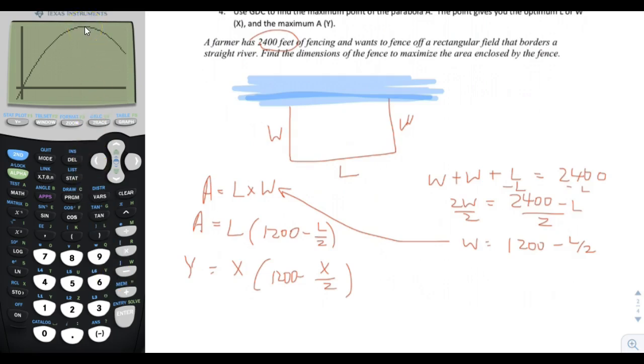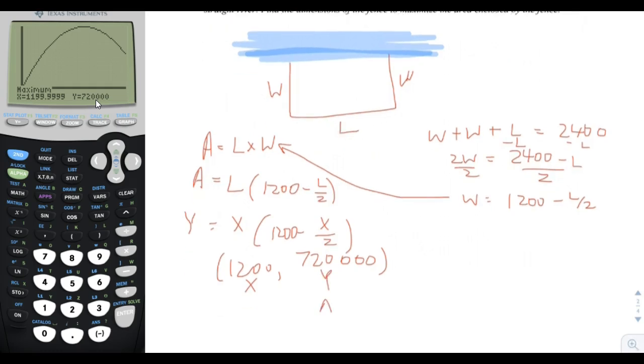Okay, now let's find this vertex here. How do we do that? Second, calc, maximum. And let's see, left bound. We go a little bit to the left of the maximum. Enter. We go a little bit to the right of the maximum. Enter. What's your guess? That's fine. It's 1,200, comma, wow, 720,000. So it's 1,200, comma, 720,000. So this is your X, this is your Y, this is your area, and this is your length. Right? Yeah. There we go.